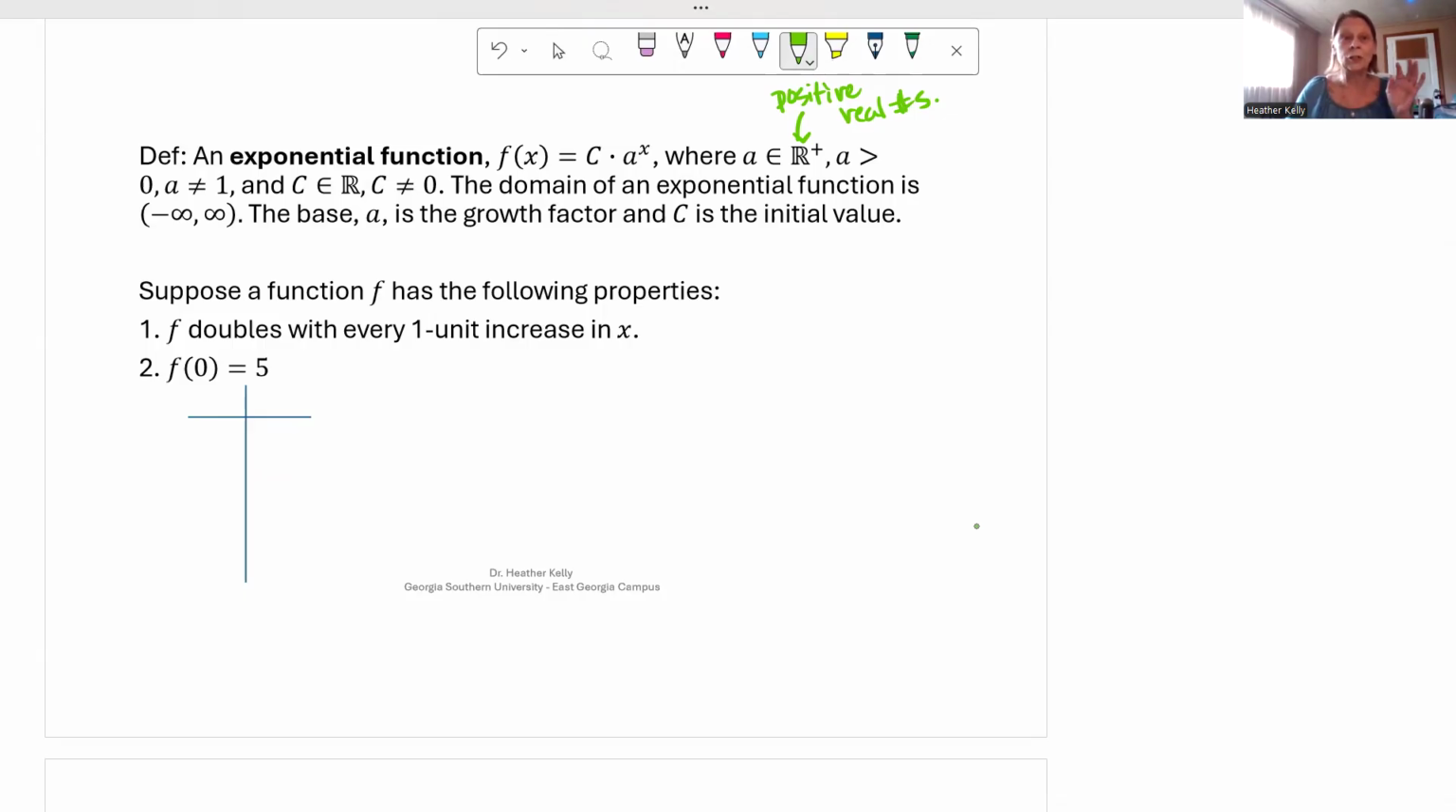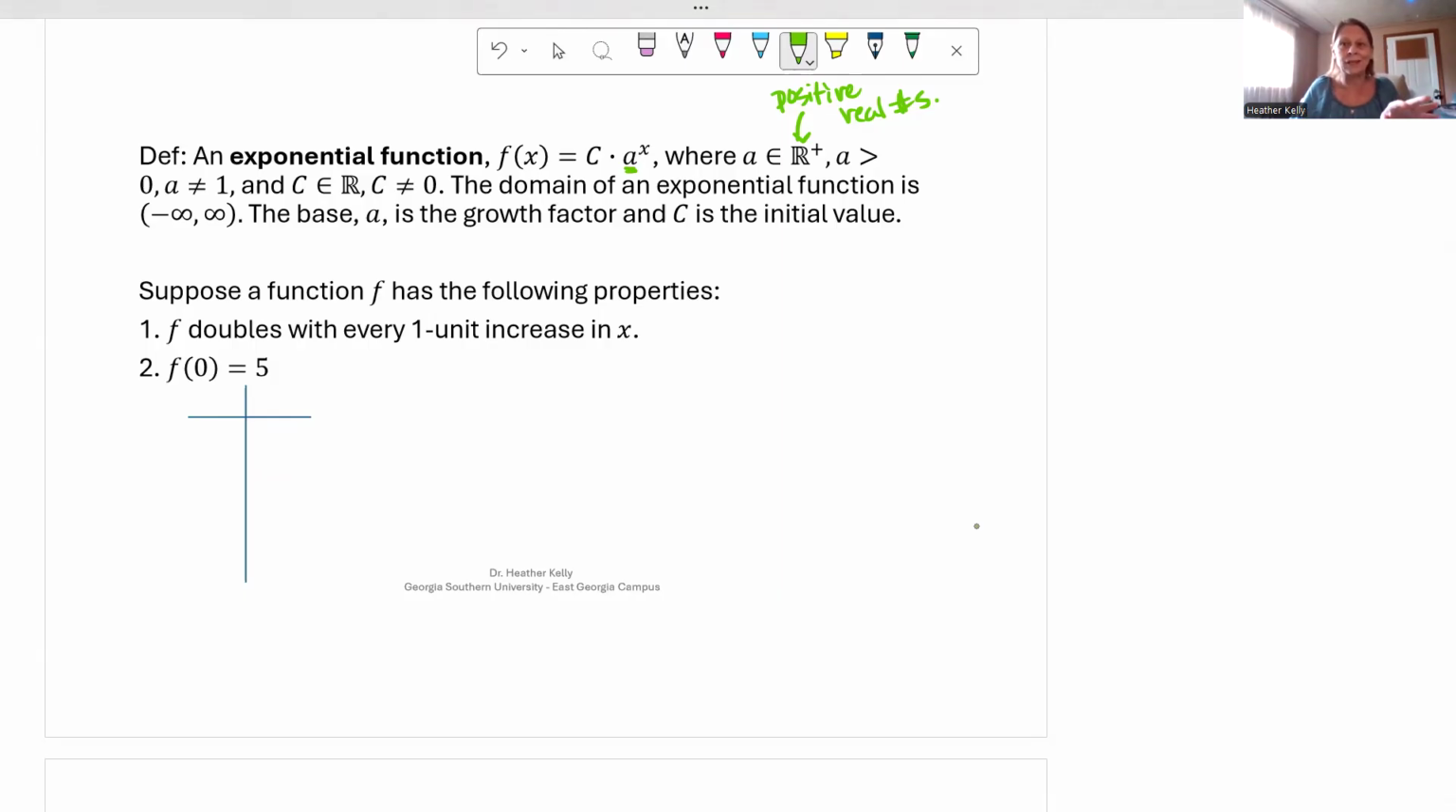And in addition to that, c is an element of the real numbers. It doesn't matter if it's positive or negative. It can be negative, but it cannot be equal to 0. The domain of an exponential function is negative infinity to positive infinity. Okay, and the base, the letter a here, is also called the growth factor, and the c is also called the initial value.